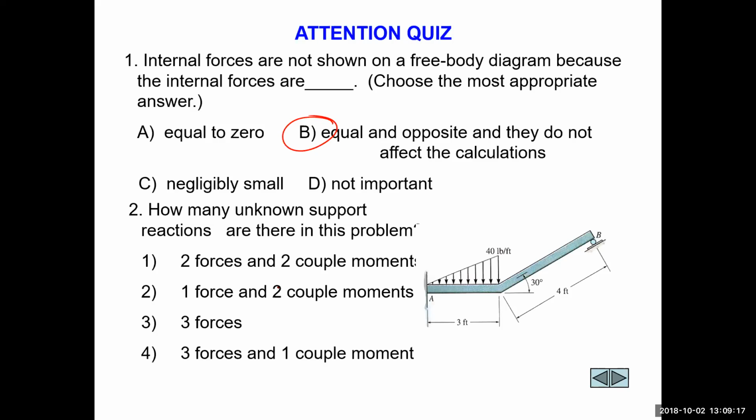So this one, how many unknown support reactions are there in this problem? Okay, we just went over these different supports yesterday. Maybe you forgot them, but there's something going on at A, something going on at B. What's going on in there? How many total unknown reactions are there?